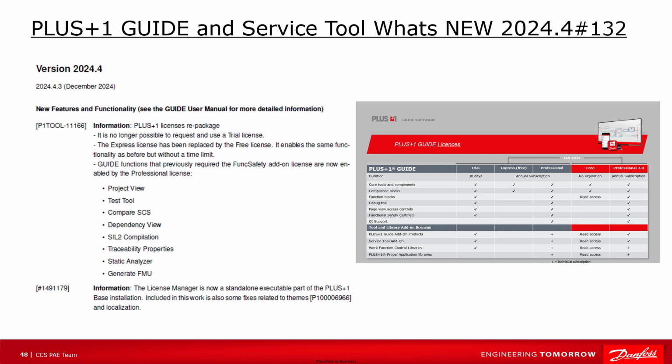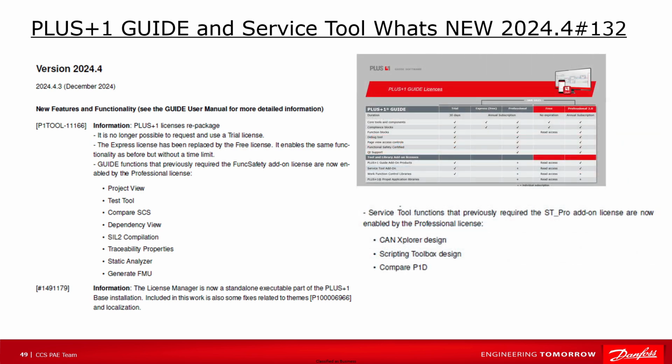Another part of the repackaging is that features that were earlier enabled by add-on licenses are now enabled by the professional license. Guide functions that previously required the guide add-on func safety license are now enabled by the professional license. Guide functions like dependency view, test tool, version control, compare SCS, SIL2 compilation, traceability, and static analyzer and FMU as well. Same for the service tool functions that previously required the service tool add-on Service Tool Pro license, which are now enabled by the professional license as well. Service tool functions like CAN Explorer design, scripting toolbox design, and compare P1D.